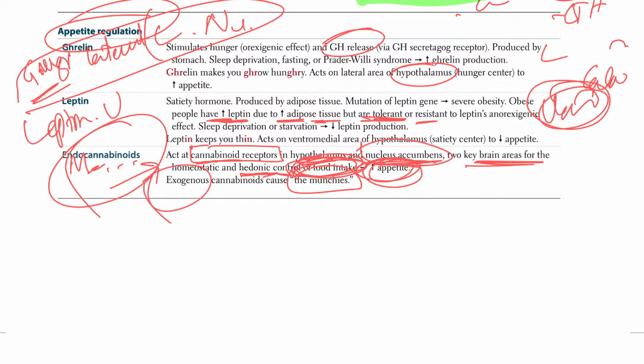Exogenous cannabinoids, for example marijuana, can cause the munchkins, which is basically you're eating all the time.